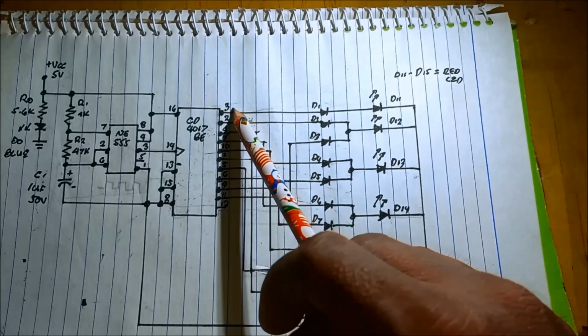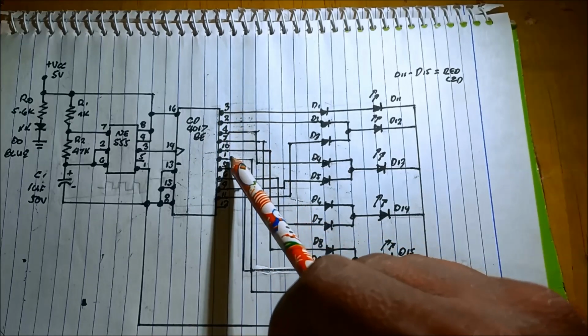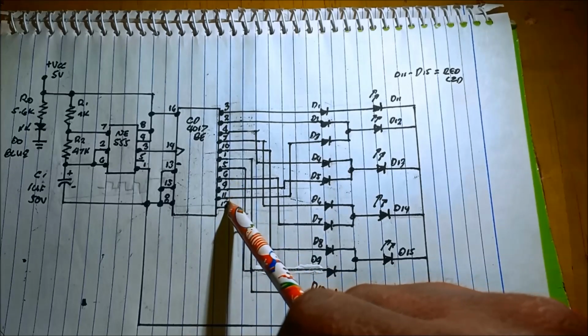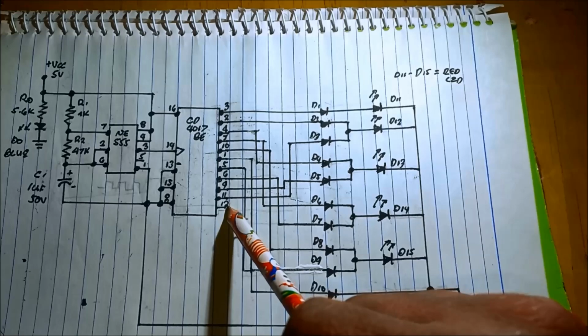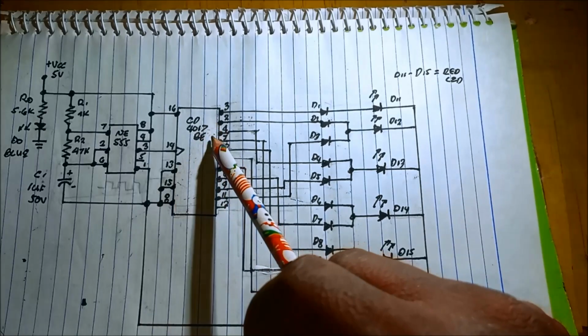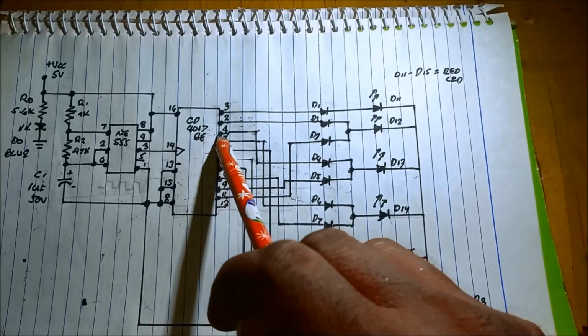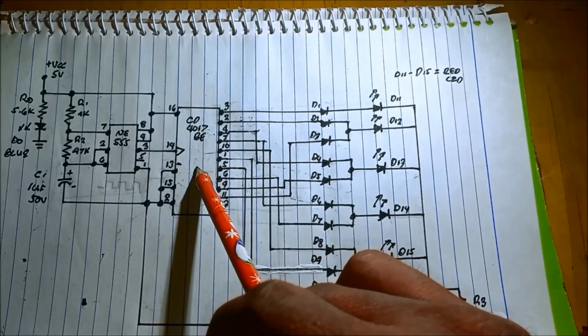Enable pin, in order to enable the IC, you need to put it to the ground. And also the reset pin, put it to the ground to work properly. And then we have the outputs 3, 2, 4, 7, 10, 1, 5, 6, 9, 11, and pin number 12. Pin number 12 is used to cascade another 4017 IC.